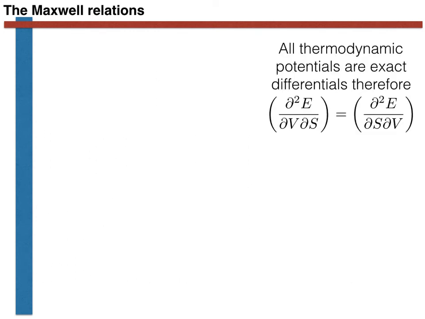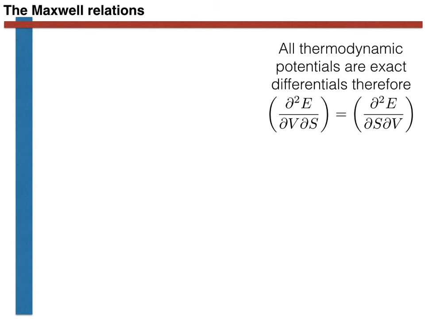This brings us nicely to the Maxwell relations that are the subject of this video. Remember that all our thermodynamic potentials are functions of state. A function of state is an exact differential, and for all exact differentials, the following result holds for their mixed second derivatives. The second partial derivative of our function E with respect to V and S is equal to the second partial derivative of our function E with respect to S and V.